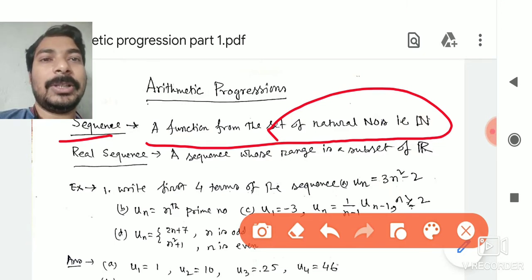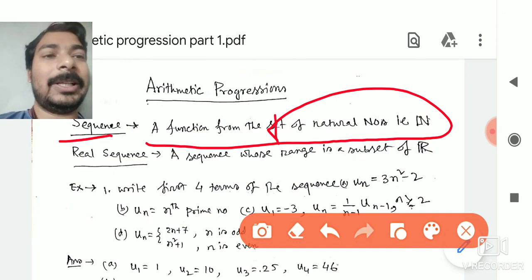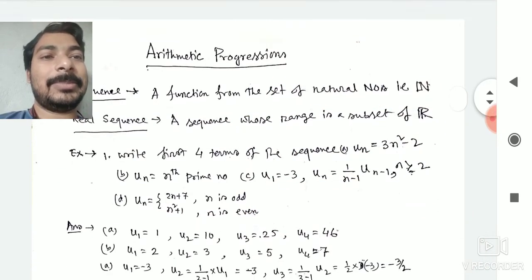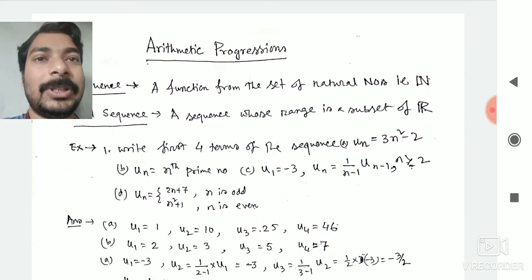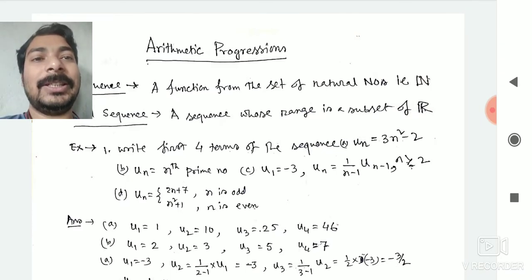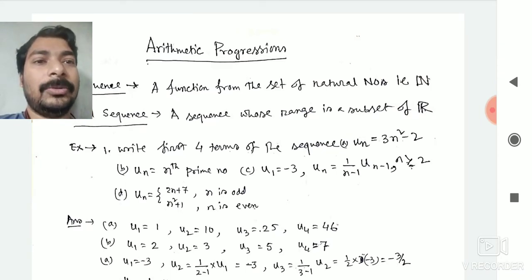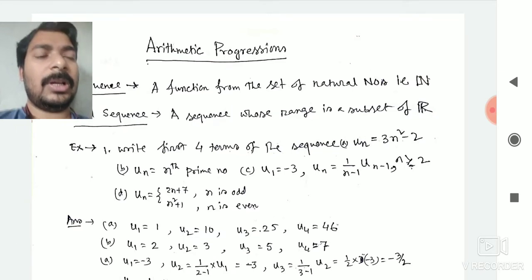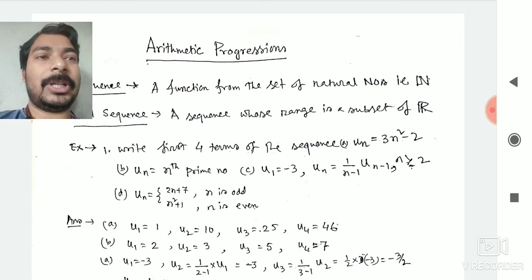Now what is a real sequence? If the output set, that means the range set, the collection of images, is a subset of R, then the sequence is called a real sequence. What is the real sequence? If the range set is a subset of R. Basically these two things you have to know. Now come to 4 types of sequence. There are many types of sequence, and especially I am giving you 4 types.